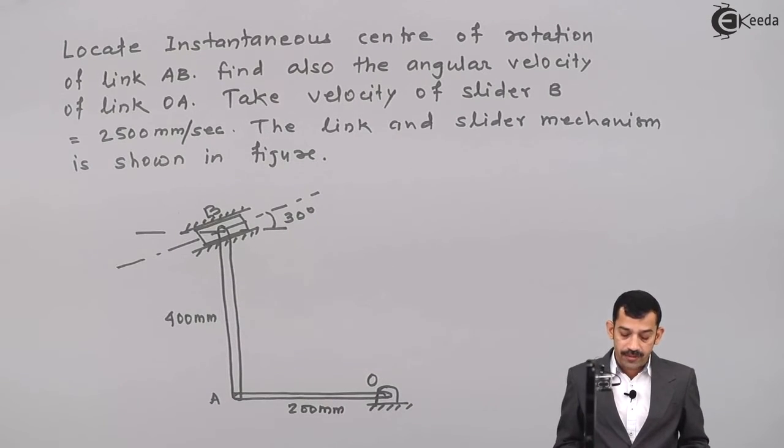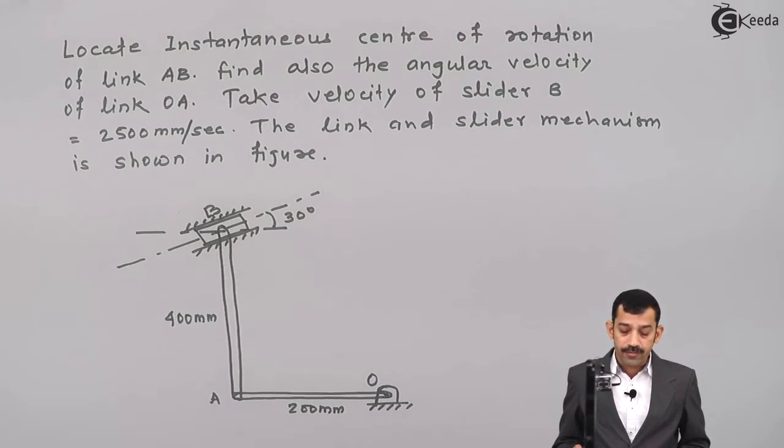Now in this mechanism, the number of links is 2. One is OA and the other link is AB. Link OA rotates about a fixed center of rotation, which is the hinge support here. That means link OA, or rod OA, performs pure rotational motion. But link AB doesn't rotate about a fixed center of rotation. That means link AB performs general plane motion.